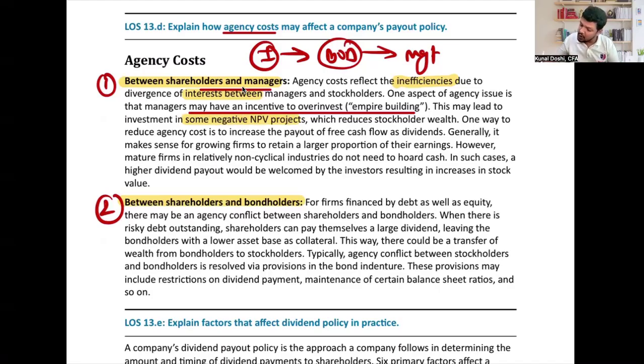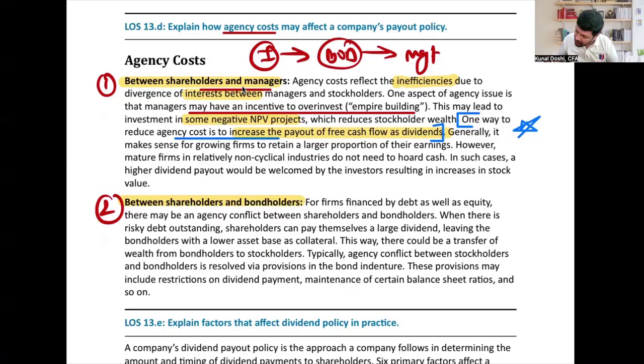So in such a case, what should the company do? One way to reduce agency cost is to increase the payout of free cash flow as dividends. If the majority of the free cash flow is distributed as dividends, there is very little left in the hands of management to destroy or misuse. Understood, everyone? Correct. So that is one of the solutions.